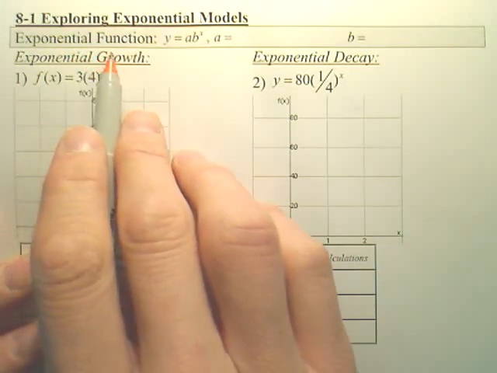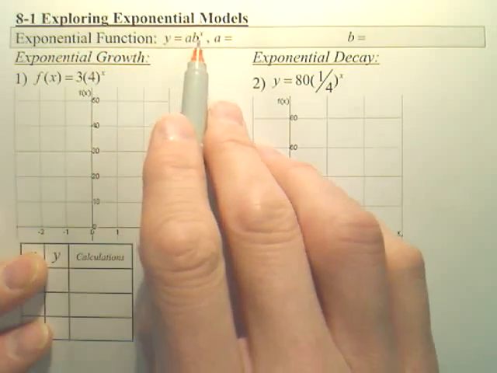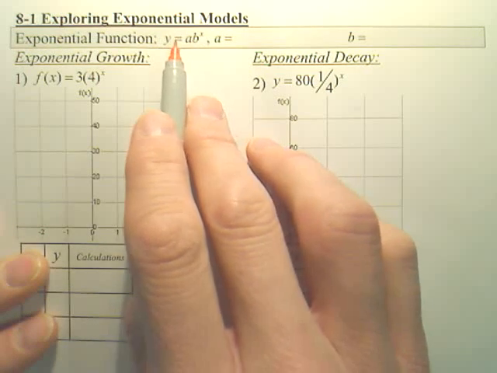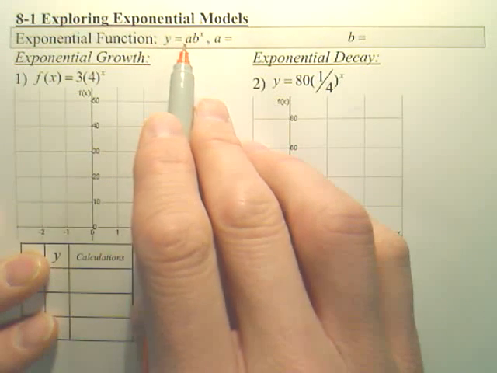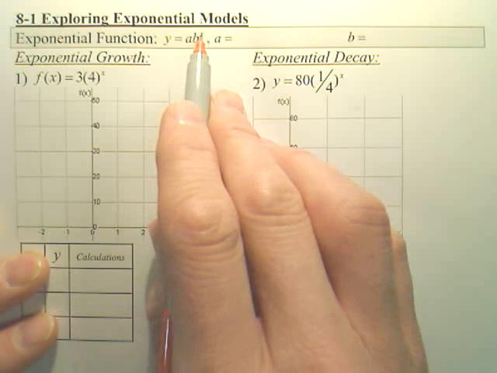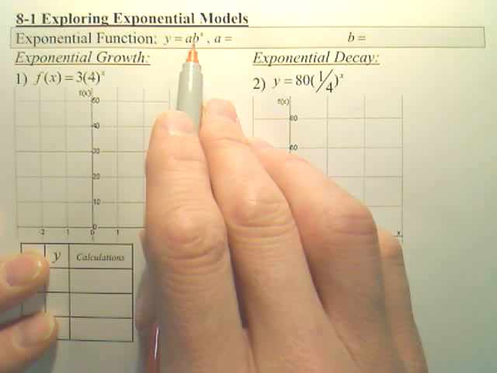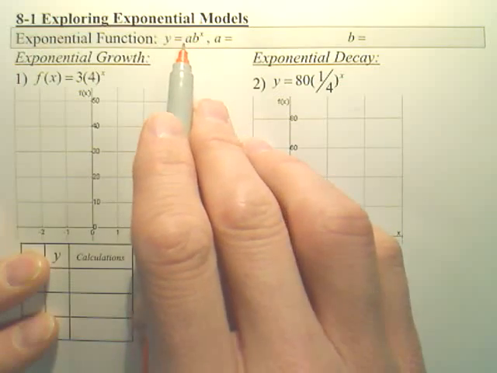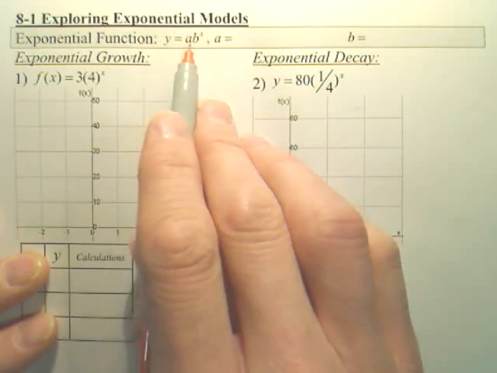Okay, we're exploring exponential functions here. Exponential functions are in this form. The coefficient is a, and the base of the power x is b, for base. So this is an exponential function.